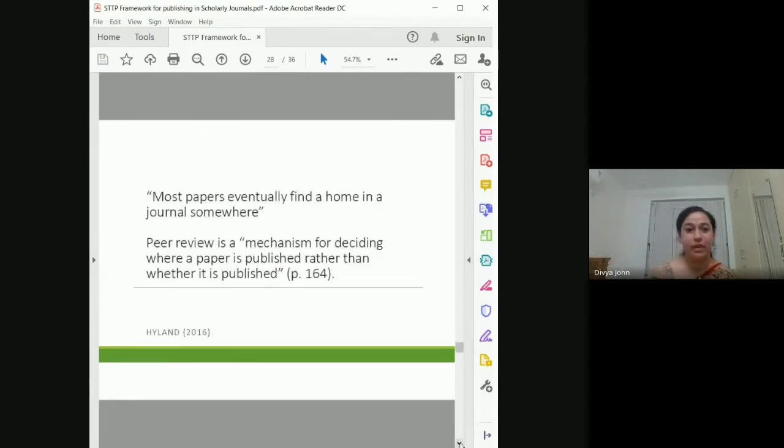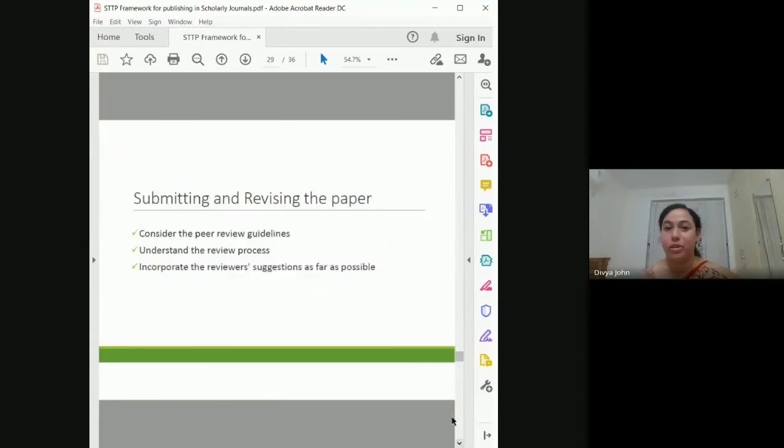So finding a companion in writing is something. This is another quote from Highland, which I thought was absolutely consoling for a lot of us. Most papers eventually find a home in a journal somewhere. Peer review is a mechanism for deciding where a paper is published rather than whether it is published. So this is telling you the importance of peer review.